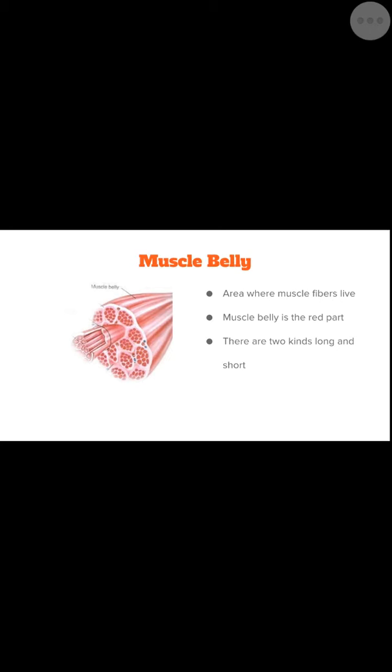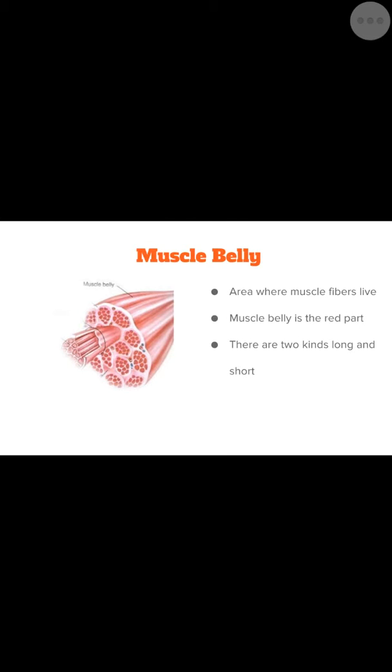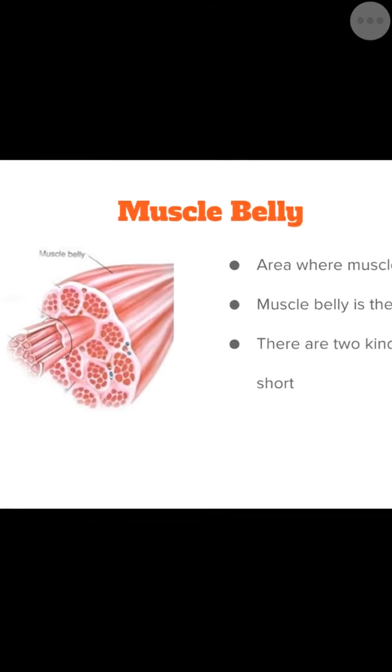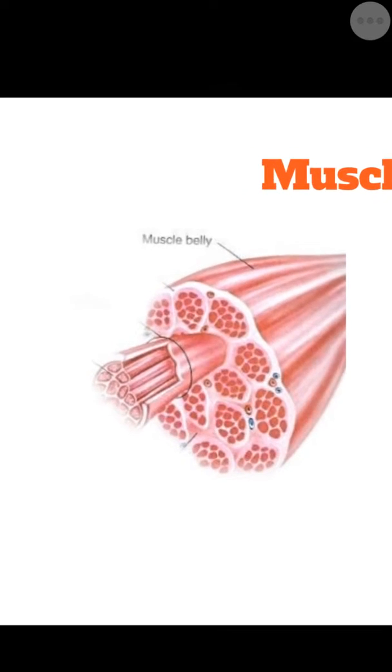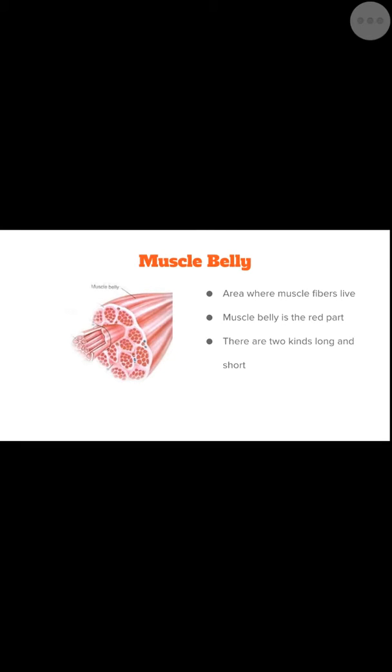The muscle belly is the area where the muscle fibers live. The muscle belly is the red part of the muscle. There are two kinds, long and short. So the muscle belly is this thing right here as a whole.